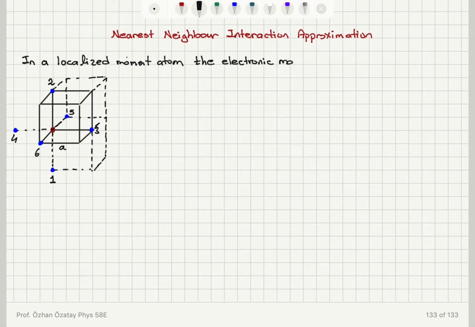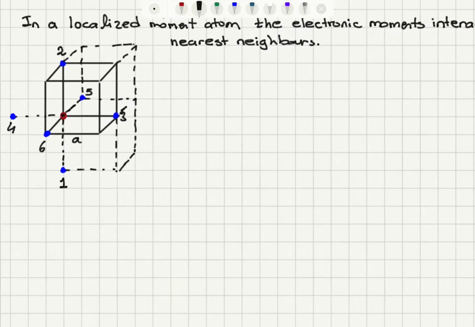So the electronic moments interact only with their nearest neighbors. And in that case, we have to calculate how many nearest neighbors we have. You see one example here.